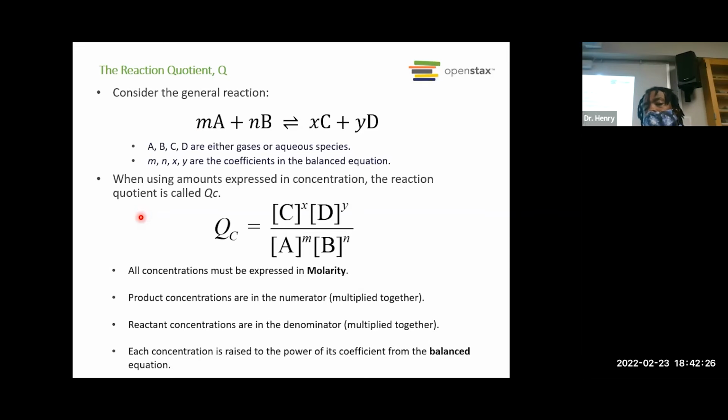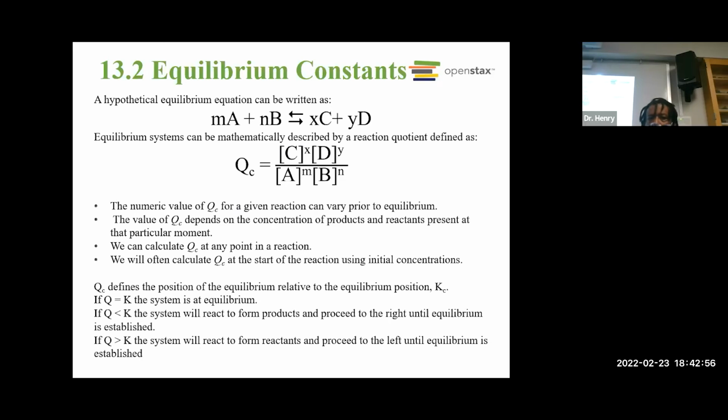Okay, so when we're talking about QC, we're talking about concentrations. So those concentrations have to be in molarity, okay? So again, the products are going to be in the numerator up top. The reactants are going to be in the denominator. So in this case of this hypothetical equation, we're going to get numerical values for our QC.